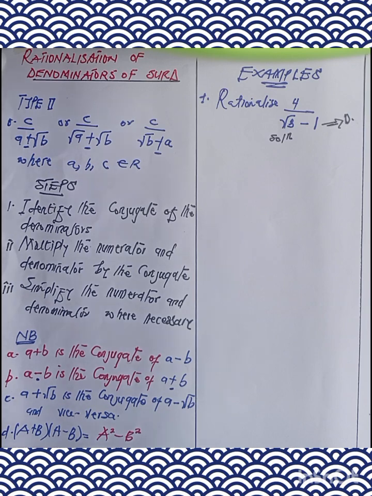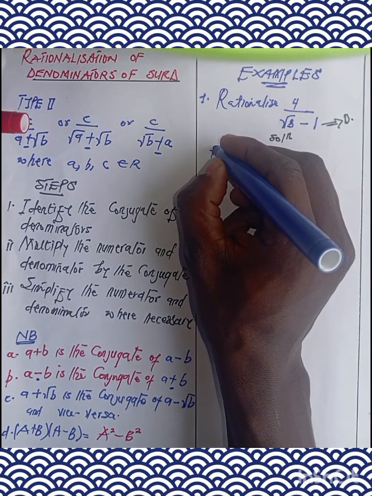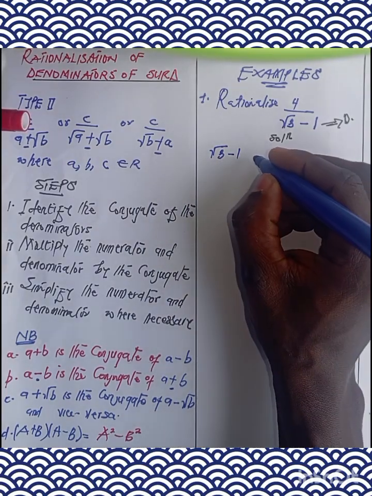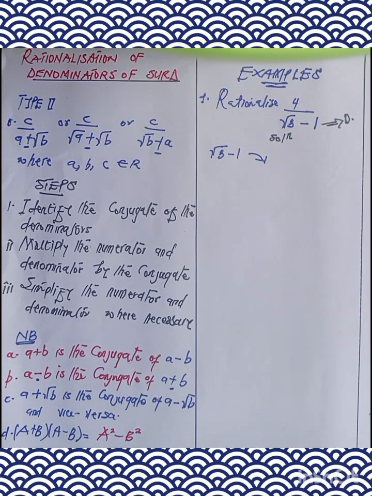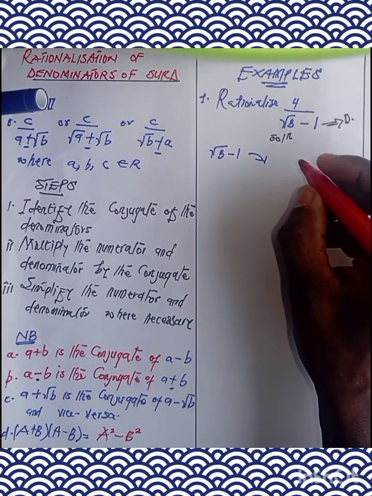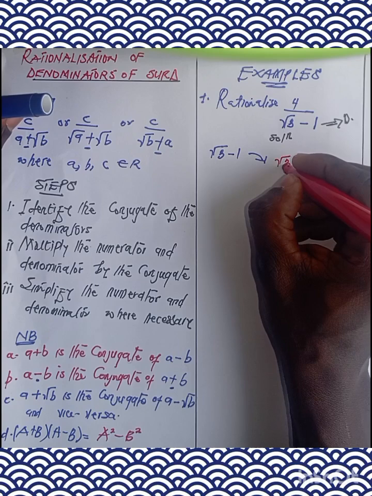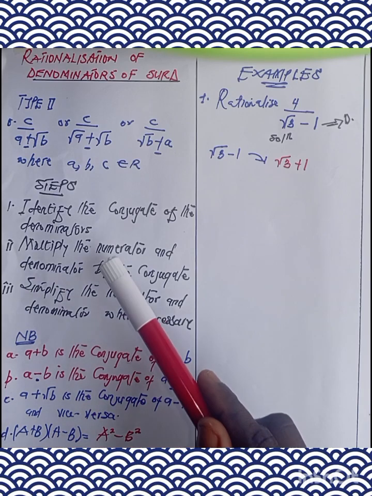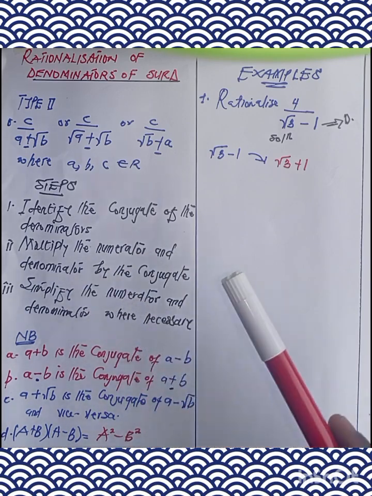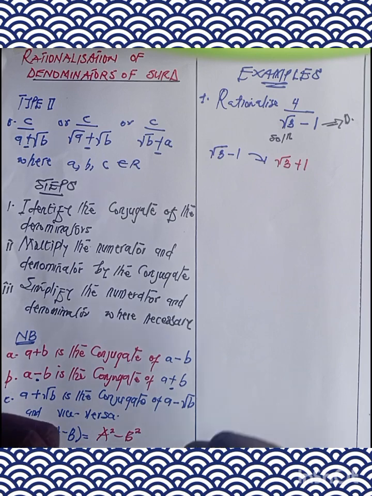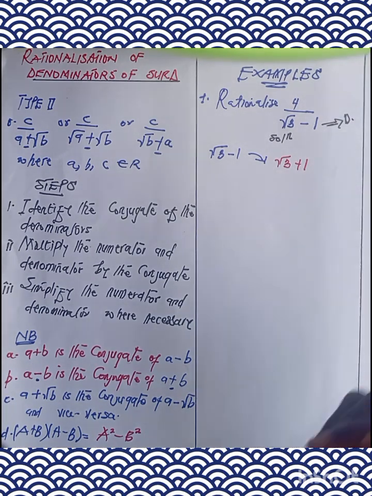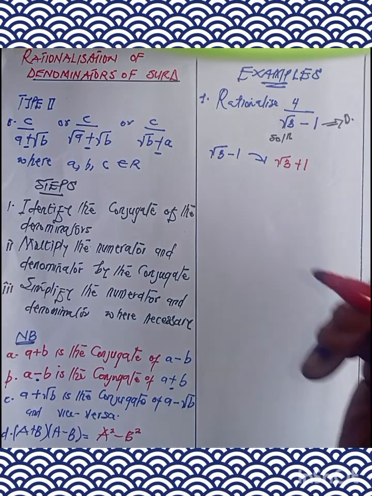So looking at root of 3 minus 1 as the denominator, its conjugate is going to be what? Root of 3 plus 1. Good. So this is the conjugate of the denominator. The second step says multiply the numerator and the denominator by the conjugate of the denominator. So we are going to multiply this conjugate by the numerator and the denominator of the fraction. So let's start.